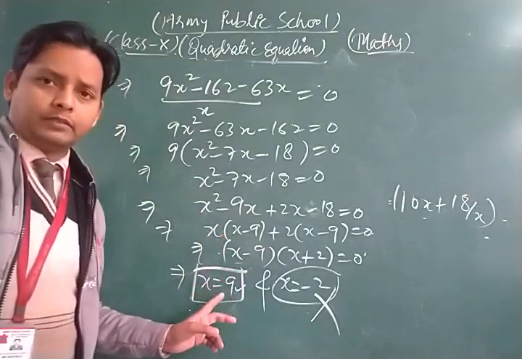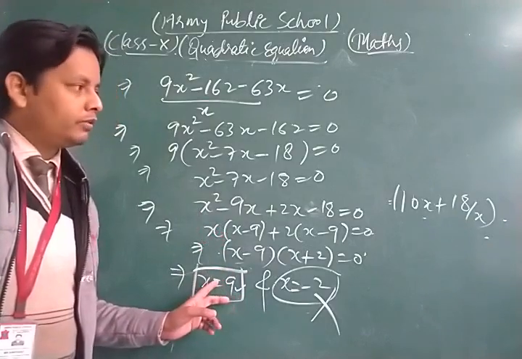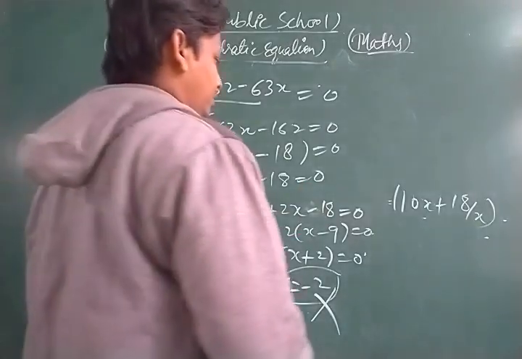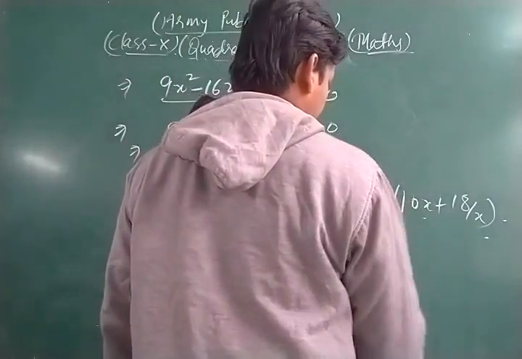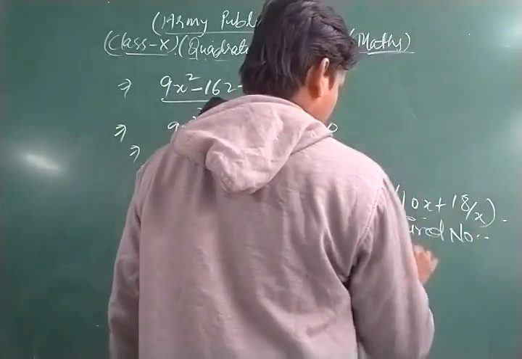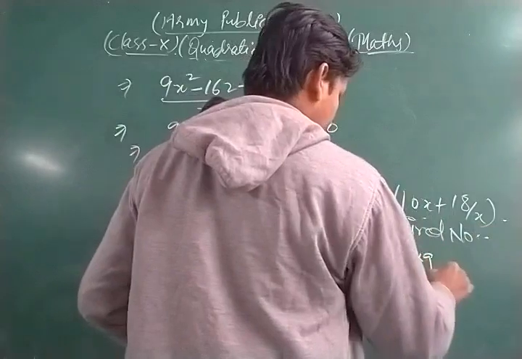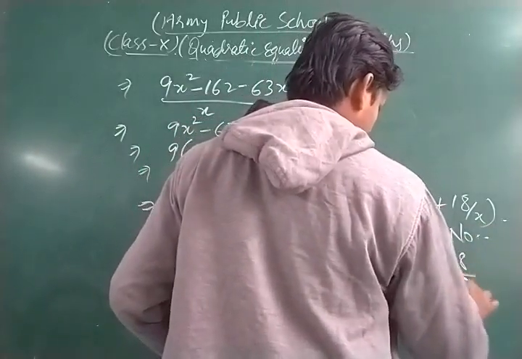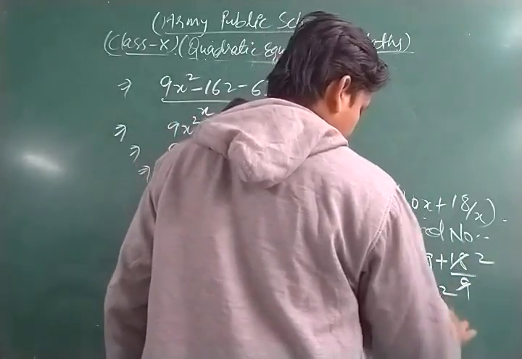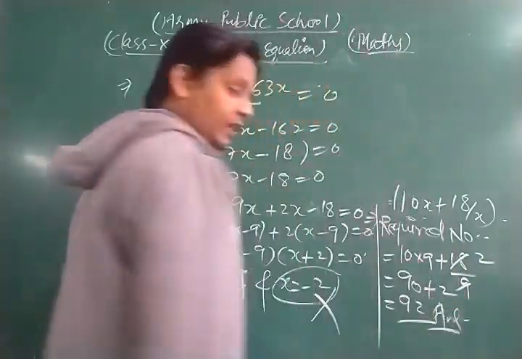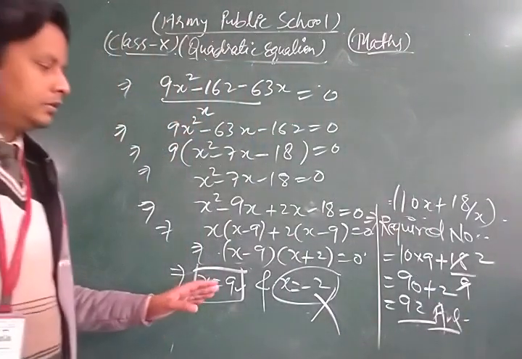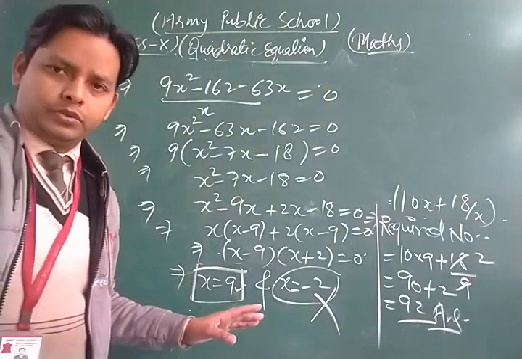We get x is equal to 9. Okay, now we put the value of x in the given expression. Now thus the required number, 9 into x is what, 90 plus 2, that is 92. So 92 is the required solution of the given question.